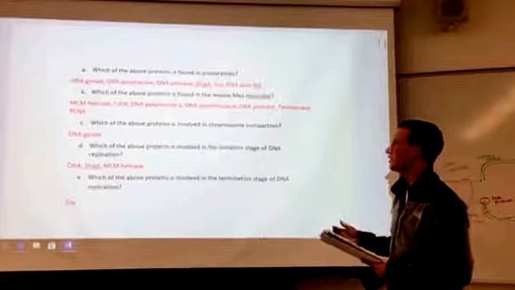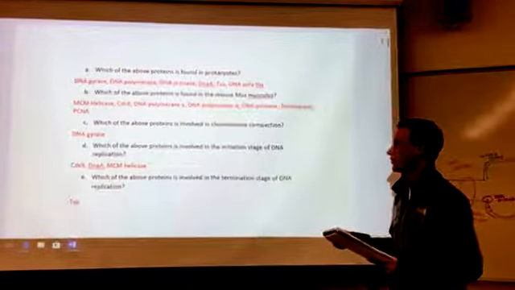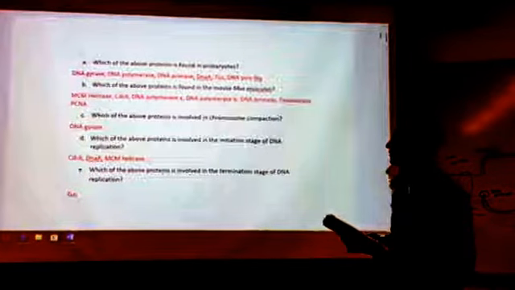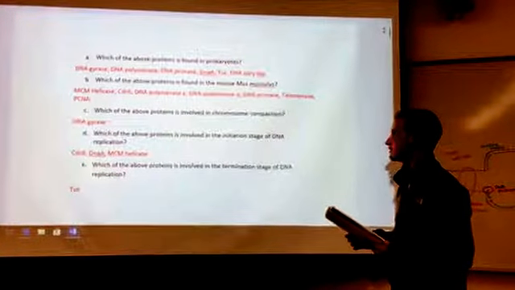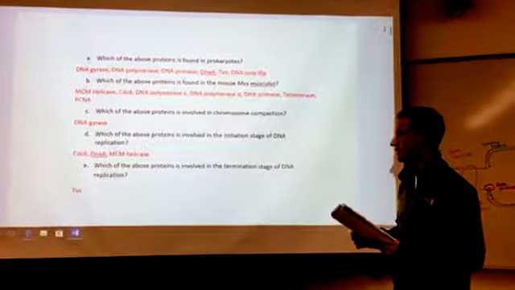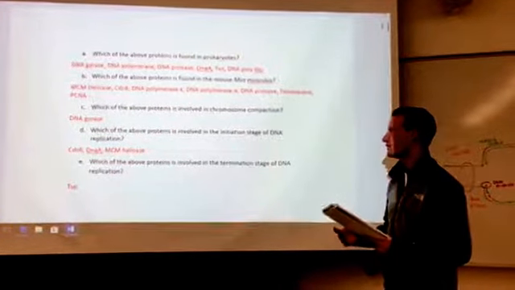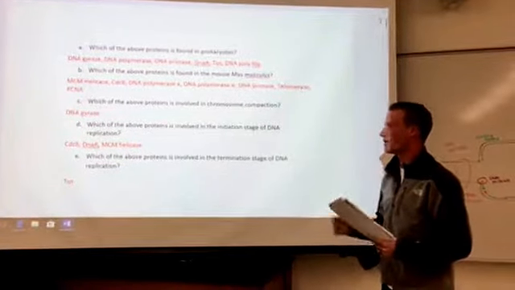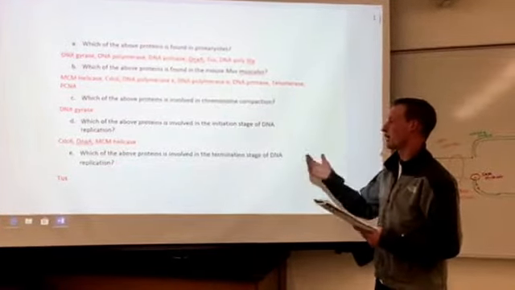And then for B, looking at the mouse, so it's going to be a eukaryote. We're looking for all the proteins that are involved in the eukaryote process. And so we found an MCM helicase, CDC6, DNA polymerase epsilon, DNA polymerase alpha, DNA primase, telomerase, and PCNA. And then for question C, we're looking at which protein is involved in compaction. And we said DNA gyrase because it induces supercoiling, helping to compact the DNA, helping to compact the chromosome.